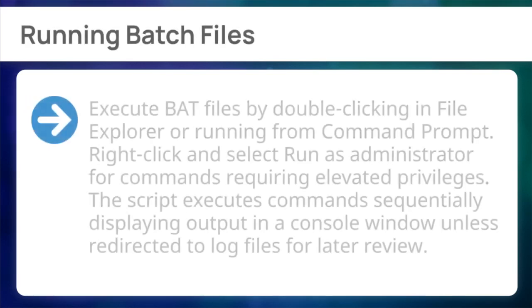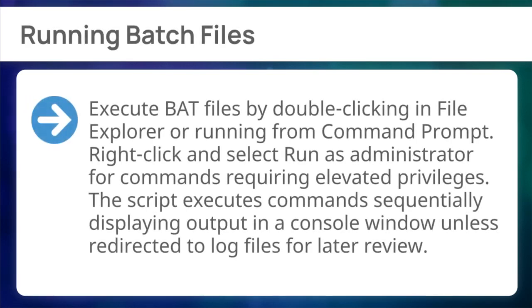Next, running batch files. Execute BAT files by double-clicking in File Explorer or running from Command Prompt. Right-click and select Run as Administrator for commands requiring elevated privileges. The script executes commands sequentially, displaying output in a console window unless redirected to log files for later review.